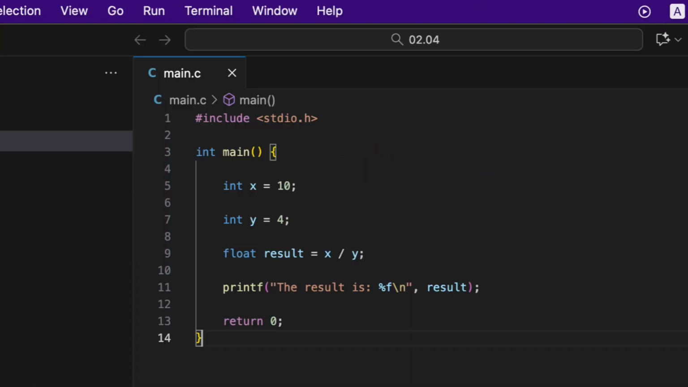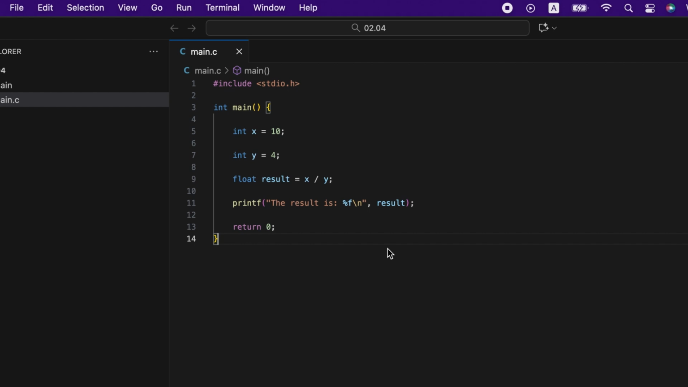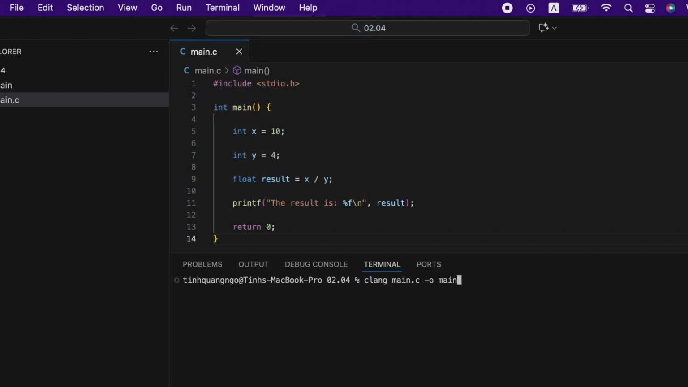But what happens if you divide two integers? Because the variables are of type int, C performs integer division. It truncates the result, meaning it cuts off the decimal part completely. So, x divided by y equals 2. Remember, this is a critical concept in C.